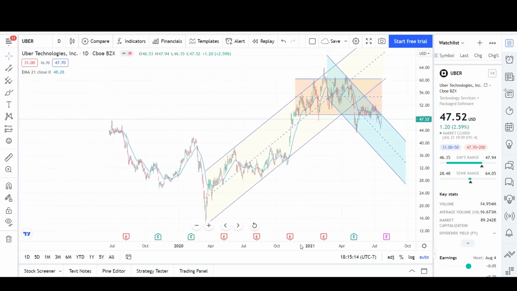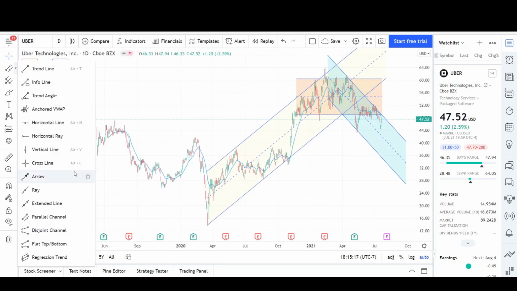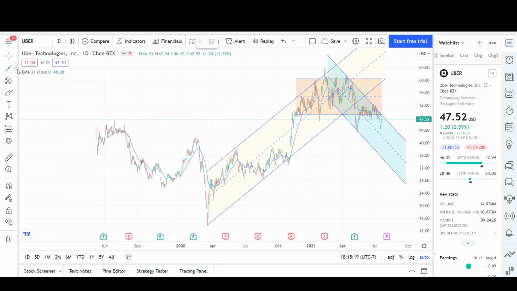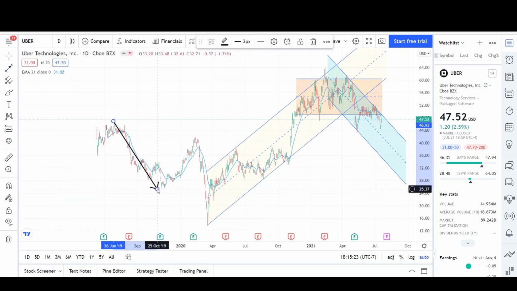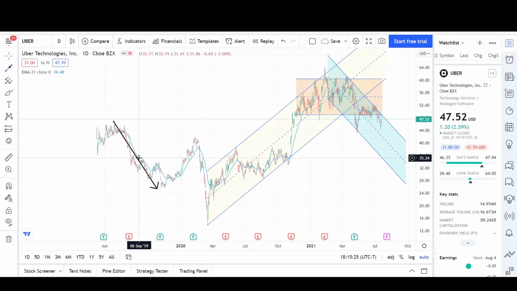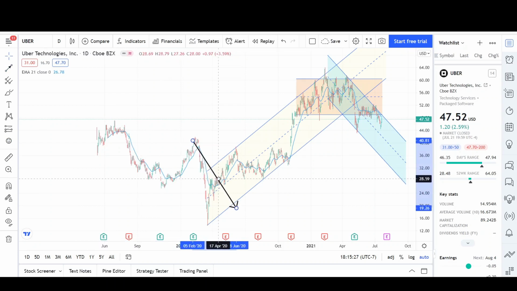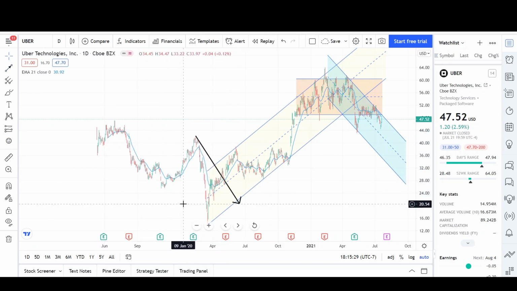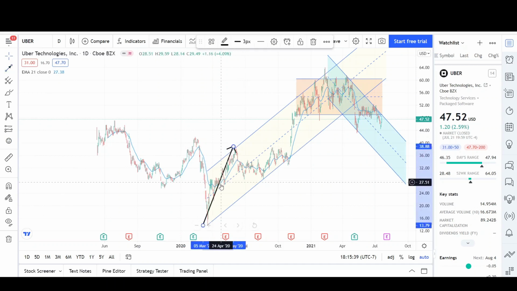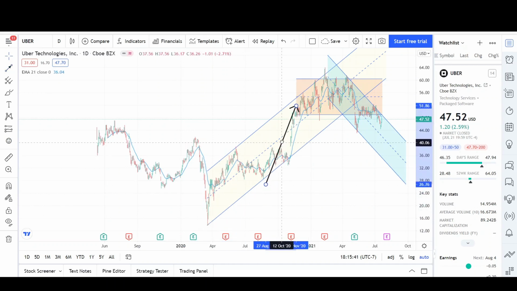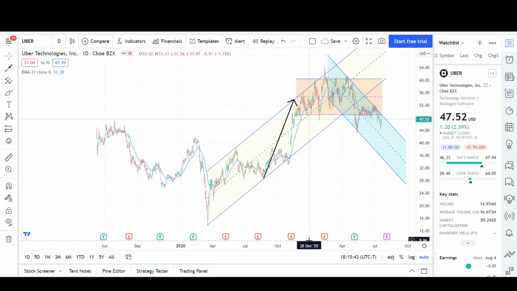So let's go ahead and look at some measured moves. The first one I saw Uber make was a long time ago. It made this first leg down, and the second leg was right there. So we did overshoot it. That's why we got this V bottom reversal. And then the next one was right here, from the lows of the V bottom to about right there.